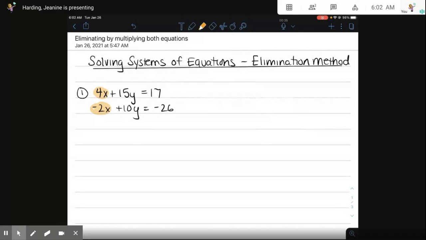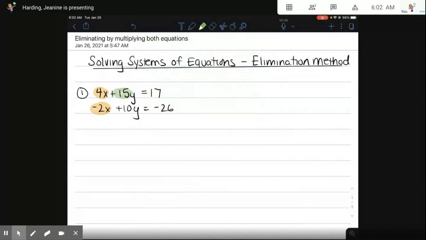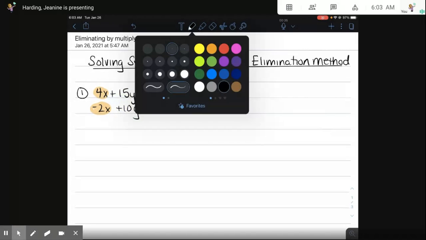So what I would like to see is if I can make that negative 2x a negative 4x so that when I add those equations together, they would cancel. And I can do that by multiplying the bottom equation by positive 2. I also would probably want to check my y's. Well, I'm not going to be able to get that 10 to be a negative 15 by multiplying by anything. So in this equation, I'm going to decide to eliminate my x's. Okay, so you have to make that decision.